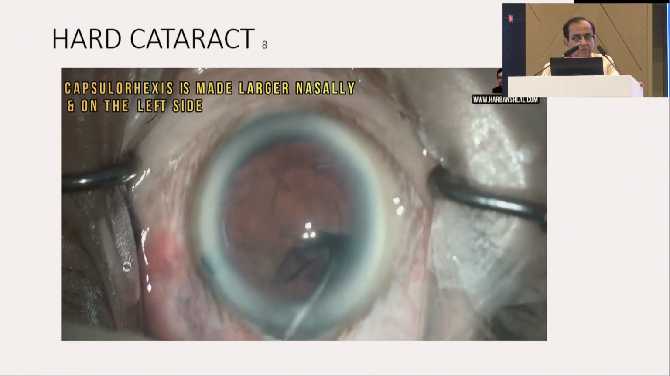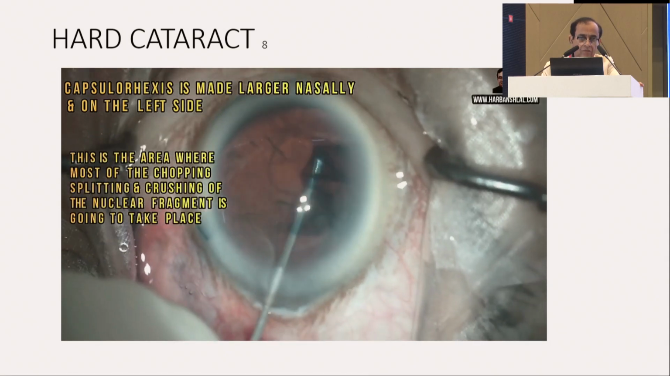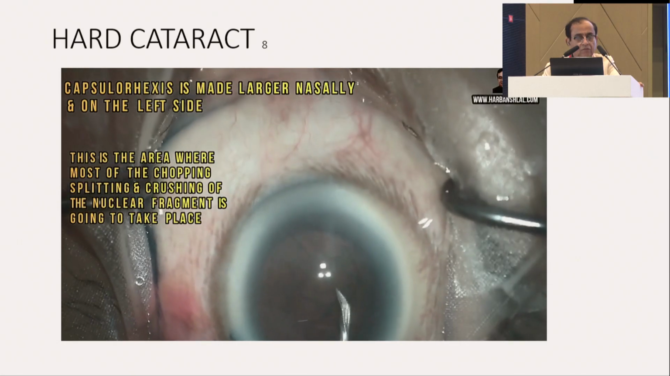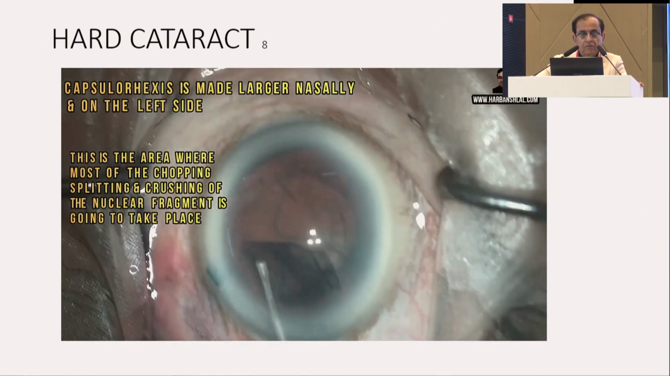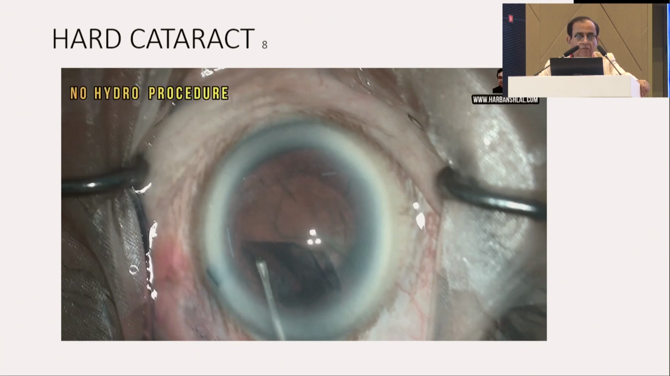Capsulorhexis is being made larger nasally and on the left side. This is the area where most of the chopping, splitting and crushing of the nuclear fragment is going to take place. This prevents inadvertent damage to the capsulorhexis margin and collapse of the nucleus into the anterior chamber. No hydro procedure has been done at this stage. This gives excellent stability of the nucleus for trenching.